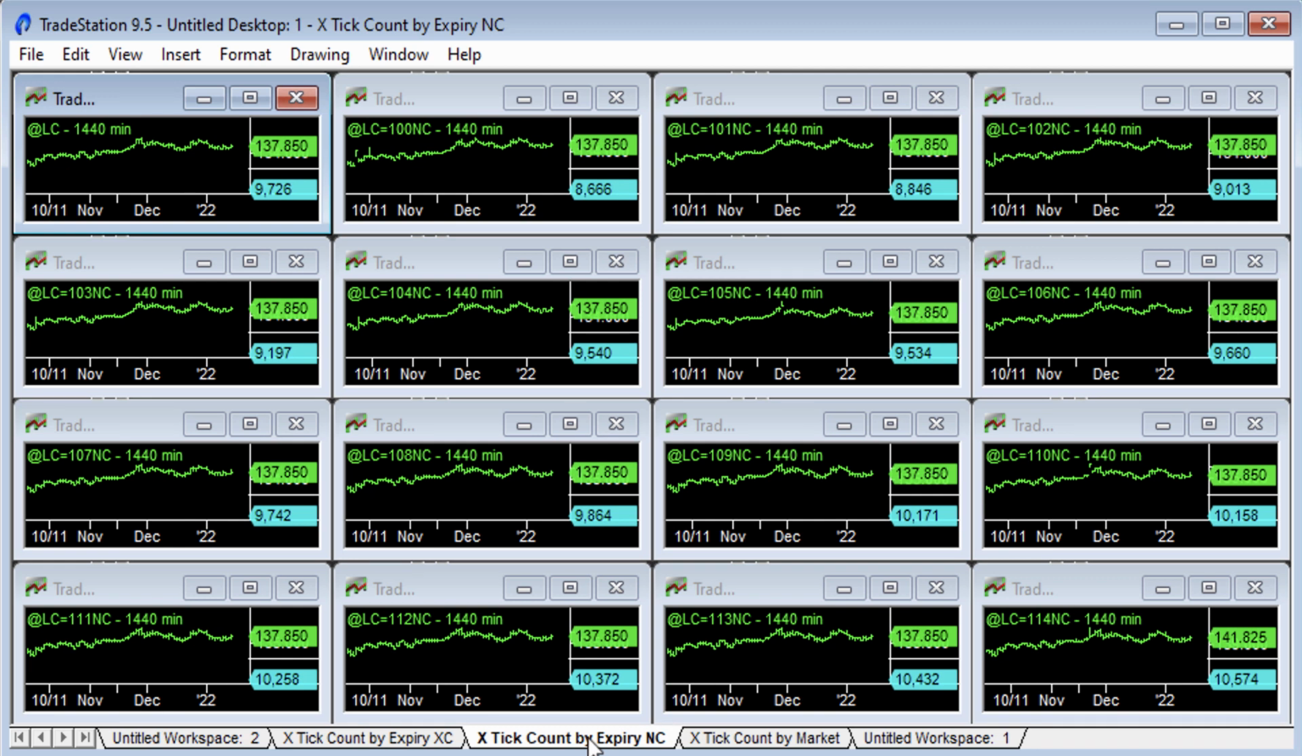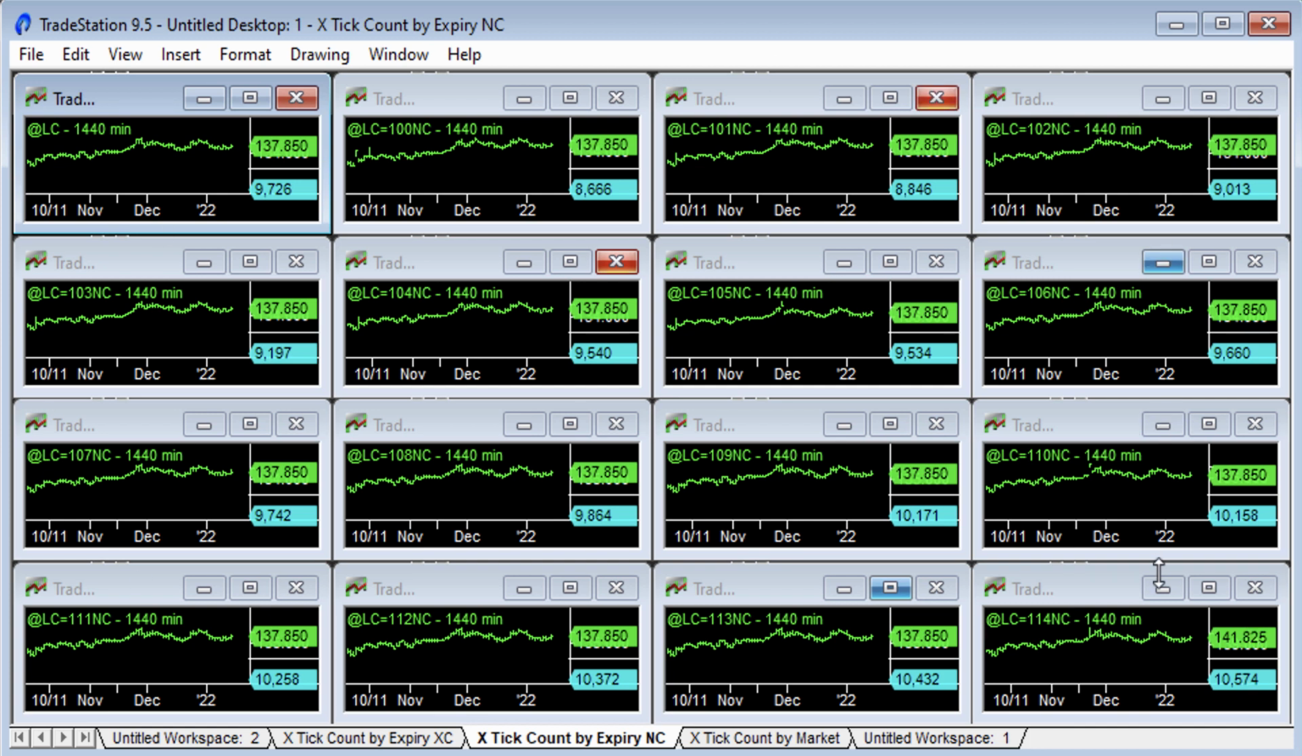The E-mini, for whatever reason, or TradeStation with the E-mini, doesn't allow you to do an NC number of days before the notification. But, for example, here's live cattle, LC. Going on here, and we can see these are all the dates, 101 NC and so on all the way. And what we see is the maximum number of ticks counted is when we have 14 days before notification, 10,574 trades, ticks going through on average, and that's the highest value there.